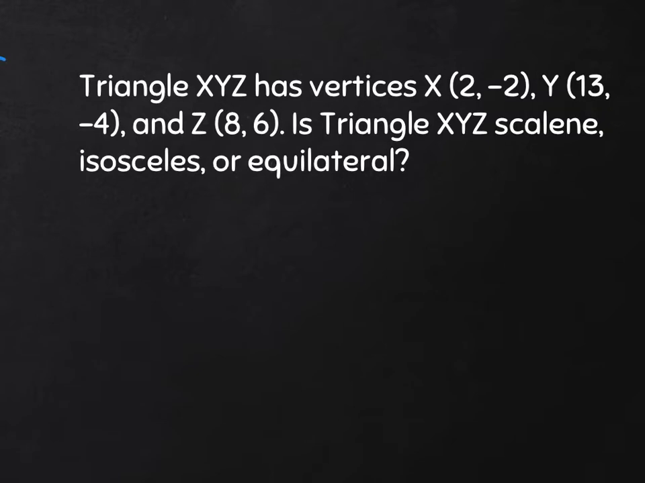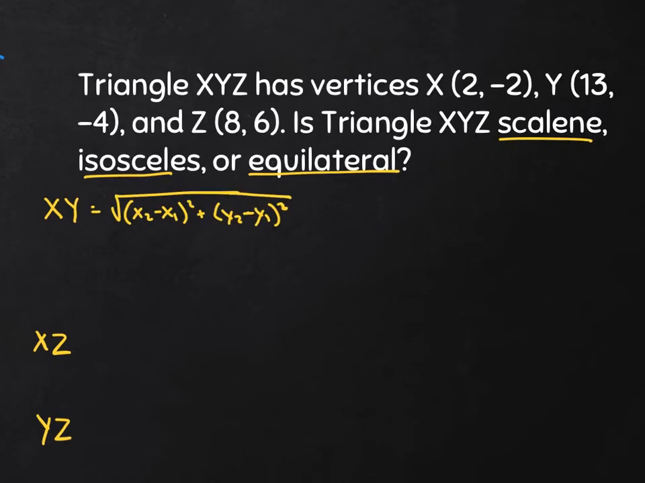On this next example, we have our 3 vertices, and we're asked, hey, is that triangle scalene, isosceles, or equilateral? So I'm going to find the distance between all 3 sides. So I'm going to have XY, XZ, and YZ. And then if I compare the distances, I can tell what type of triangle I've got.